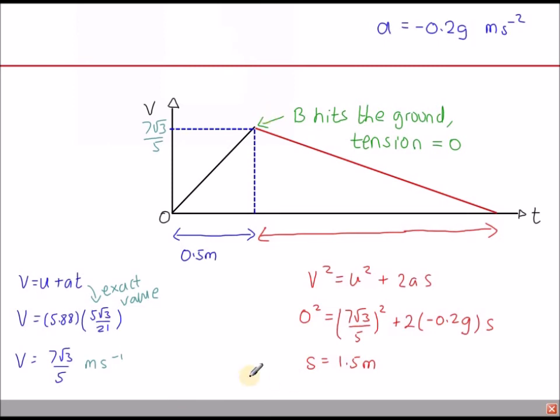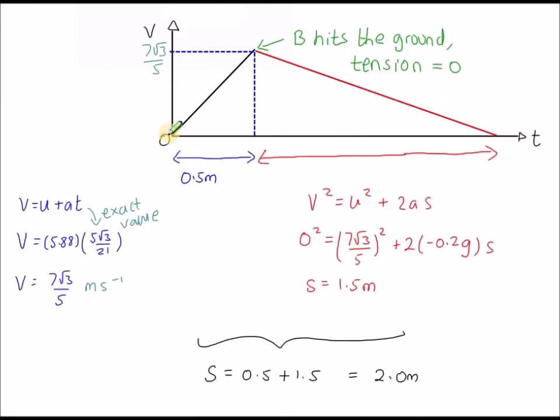when B hits the ground. So then we've got v squared equals u squared plus 2as. The final velocity when A comes to rest is 0. Its initial velocity, where B hit the ground, we just worked out here. It's now here, squared, u squared, plus 2 times the acceleration, which was minus 0.2g, and times s, which is what we're after. So we rearrange, and we've got s equals 1.5 meters.